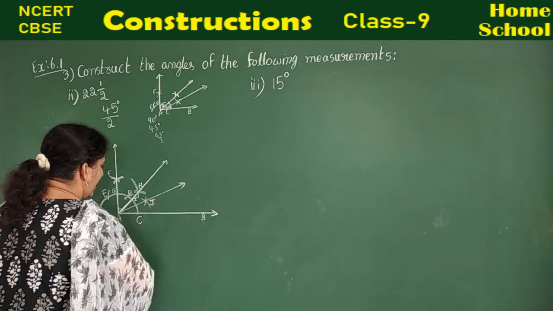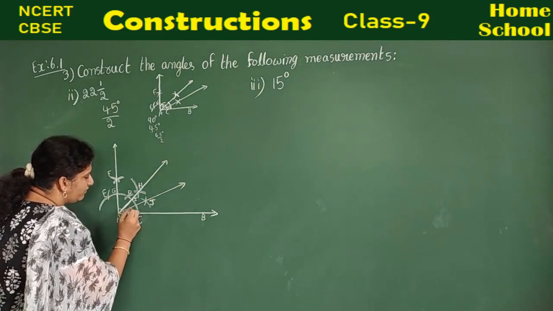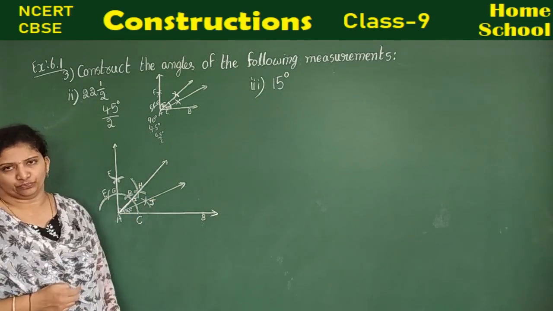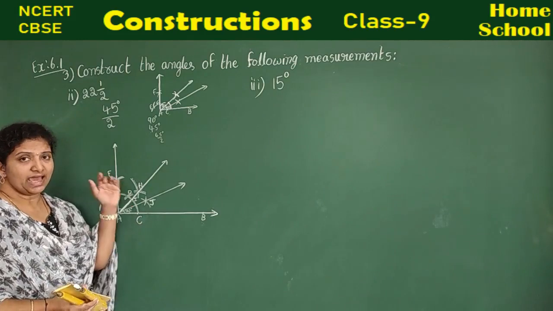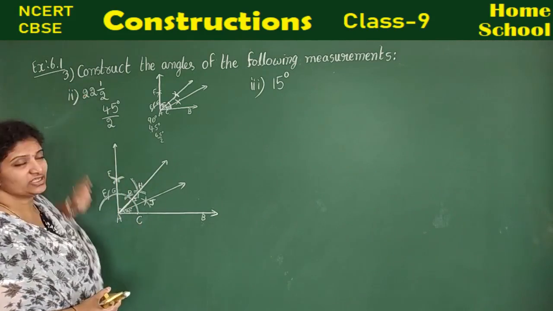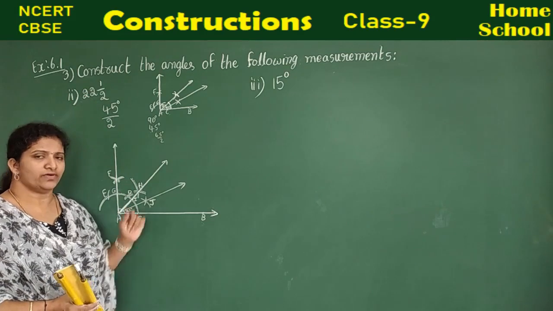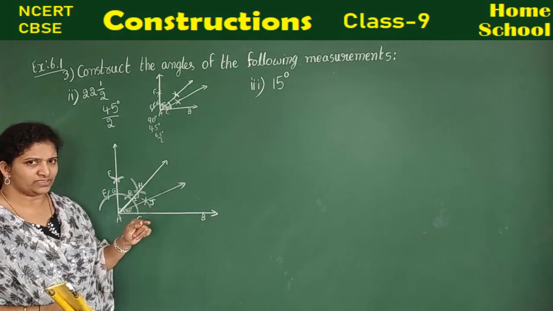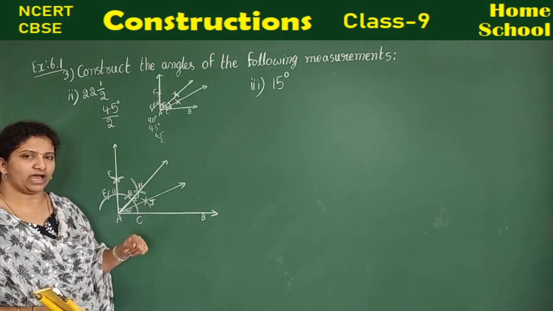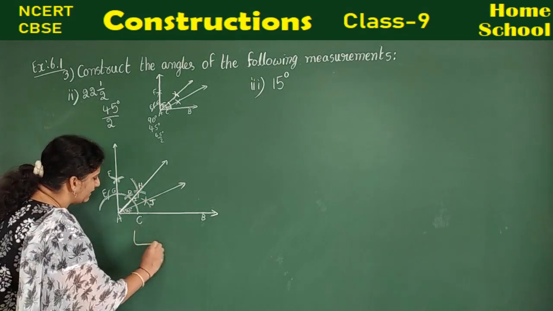Now the angle so created is 45 degree by 2. Right? Understand this question carefully. How can I get 45 by 2? First I create a 90 degree angle, then 45 degree. 90 half is 45. Again 45 half you need to show. That's all.